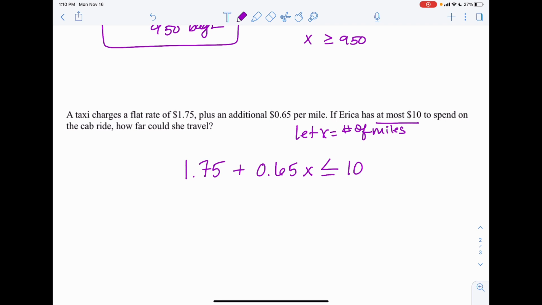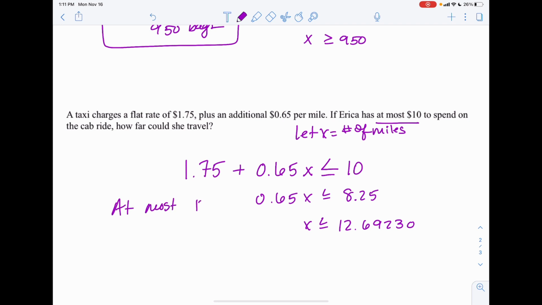So to solve this, we subtract 1.75 from both sides. We get 0.65x is less than or equal to $8.25. We divide 8.25 by 0.65, and we get that x is less than or equal to 12.69230, etc., etc. So if she's going to travel only whole miles, that means she could travel at most 12 miles. She could travel 11, she could travel 10 or 9 or 8, anything like that, but she can't travel more than 12. So that's how we're going to look at this.